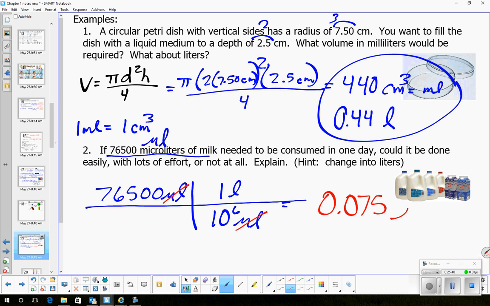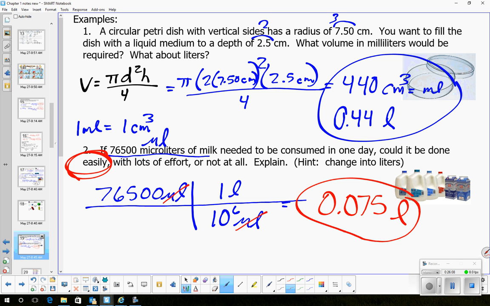Okay, so is this easily consumed, with lots of effort, or not at all able to be consumed? Easily. Okay, I think of a 2-liter bottle, then I go to a 1-liter bottle, and this is 0.075, so I'm looking like a teaspoon. I can do that easily. Okay.